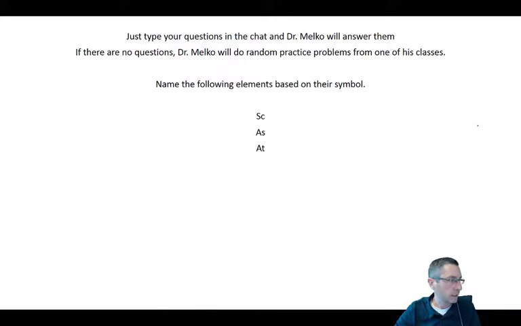Okay, so a big thing for the next exam and intro, at least, is going to be these element symbols. And moving forward throughout the class, we're going to have these memorized. So just some practice here for naming these elements based on their symbol.